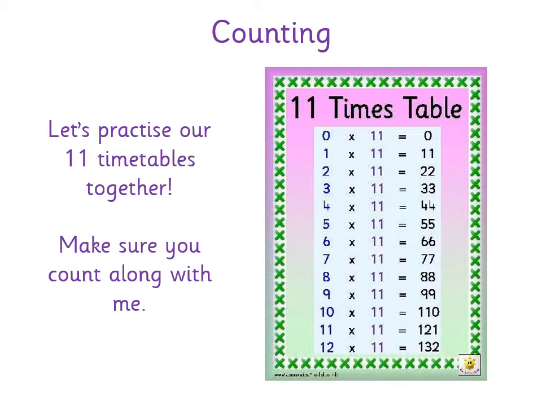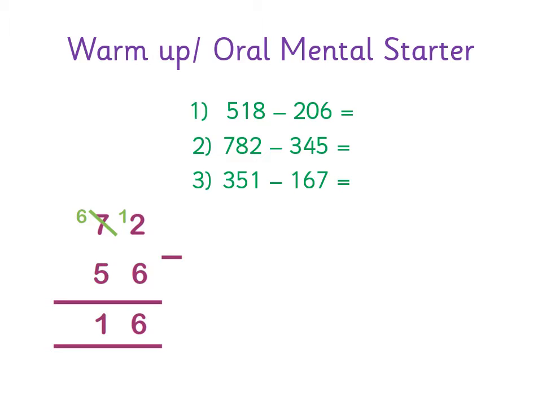So let's clap through our multiples of 11. 0, 11, 22, 33, 44, 55, 66, 77, 88, 99, 110, 121, 132. Now moving on to our warm-up. So our oral mental starter asks us to complete subtraction sums. So we've got question 1, 2 and 3.